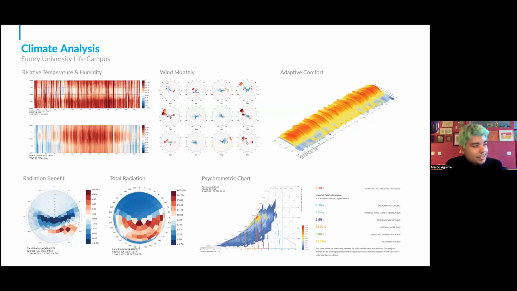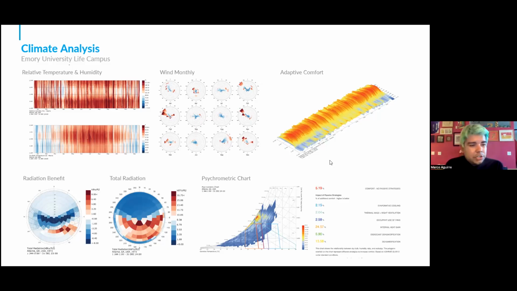So what did that analysis look like? We started with the climate report. So just looking at different climate conditions of their site, you have the temperature, ventilation with monthly wind roses, adaptive comfort to identify some different peaks and valleys throughout your typical year, radiation benefit, and the sky dome to identify ideal locations for glazing, for additional insulation, for thermal massing, if that's something that you're interested in doing.